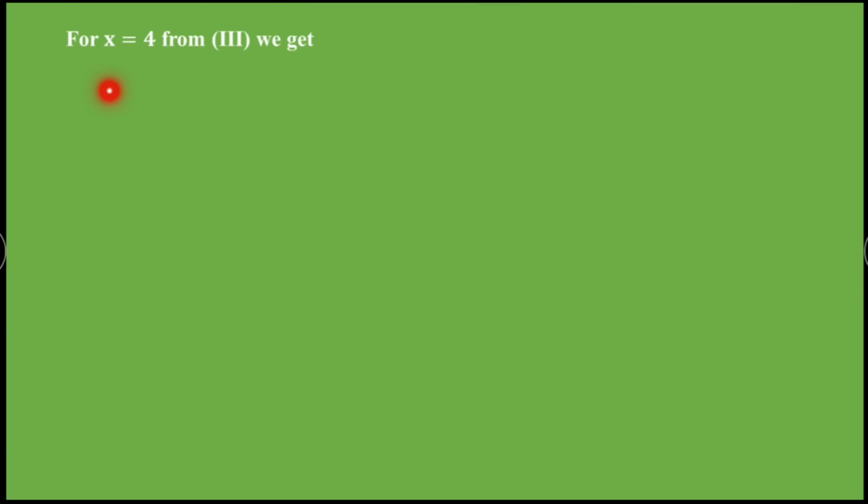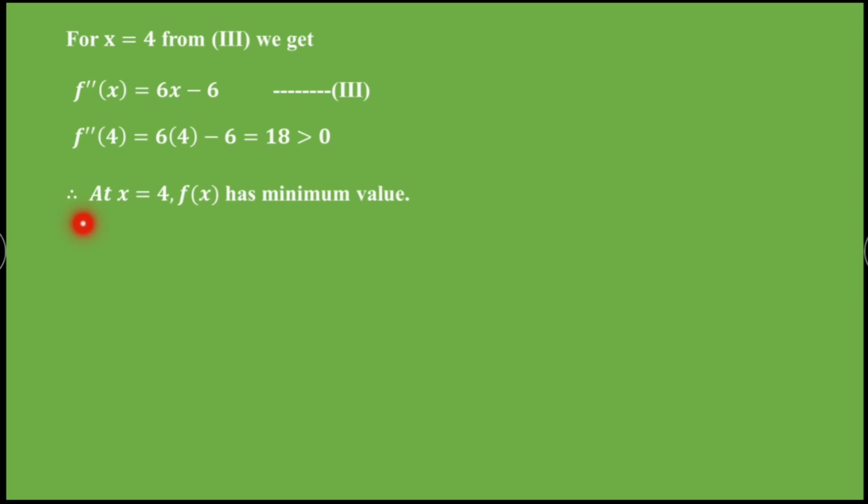Now we check for x equals to 4. From equation 3, first we write equation number 3. We substitute x equals to 4 here. So we get 6 into 4 minus 6. Here 24 minus 6 we get 18, and 18 is greater than 0. That means this function has a minimum. So we write at x equals to 4, f of x has minimum value.